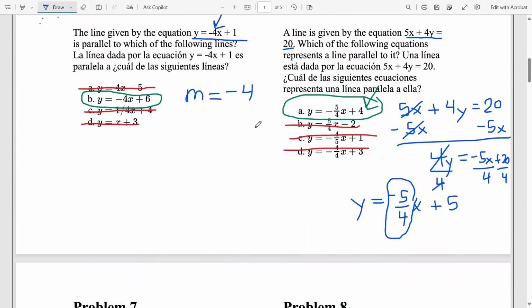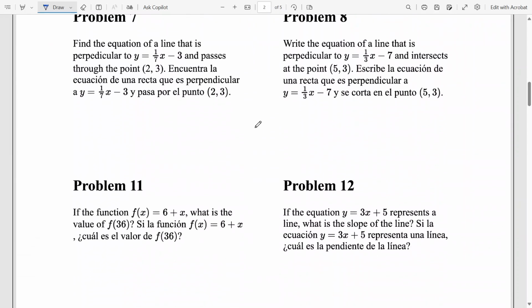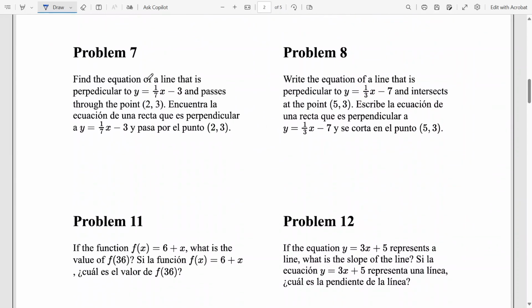All right, let's keep going. Problem 7. Find the equation of a line that is perpendicular to y equals 1/7 x minus 3 and passes through the point (2, 3). Okay, so first off, we have to figure out what the slope would be. The slopes of perpendicular lines are negative reciprocals of one another. So I'm going to flip the top and the bottom and change the sign. So my new slope is -7/1. Anything divided by 1 is itself. So the slope is going to be -7.